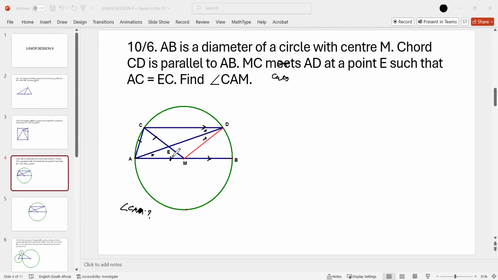I'm going to put a double stroke with the radii. Those two are radii. And I can put another stroke here as well. So these are all radii. And there's another one. This one here, MC, is also double stroke. Okay, so I'm sure we're going to use that. Now we've actually got 3 x's here.